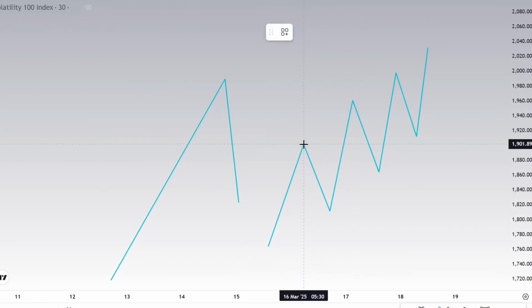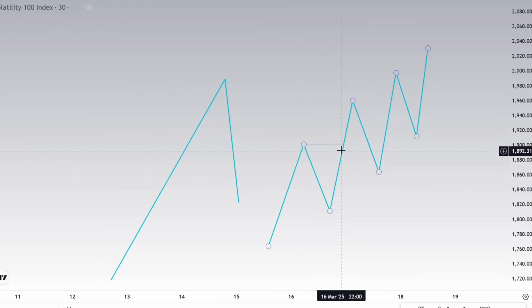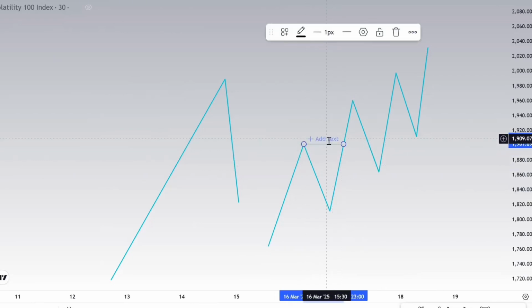We will call it break of structure. If market violates the previous high, we will call it break of structure in an uptrend. If we violate the previous high, we call it break of market structure, represented as BOS.